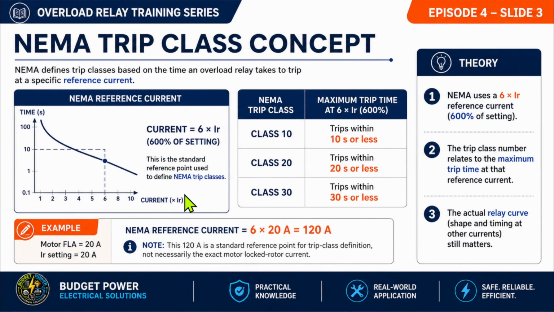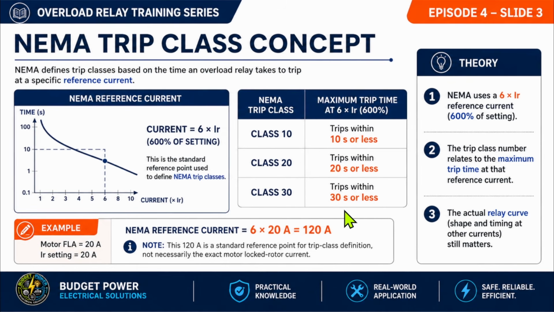Now let's use an actual number. Suppose our overload relay is set at 20 amps. For the NEMA trip class reference we're discussing here, we use approximately 6 times the current setting. So, 20 amps multiplied by 6 gives us about 120 amps. This reference helps us compare the response of different trip classes. A Class 10 device responds faster than a Class 20, and a Class 20 responds faster than a Class 30 under the appropriate reference conditions.